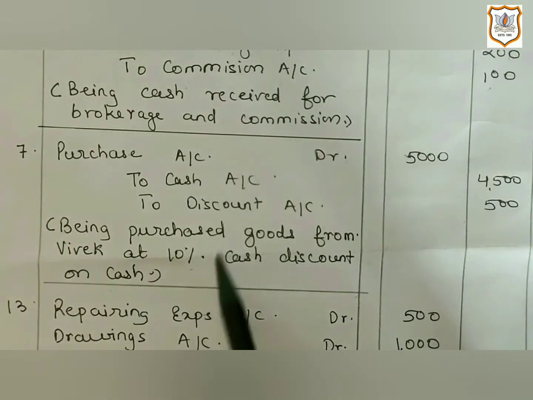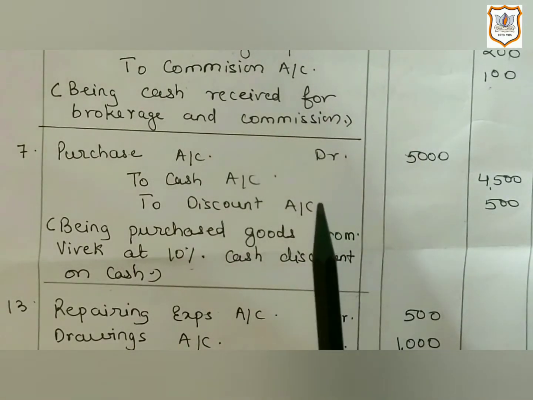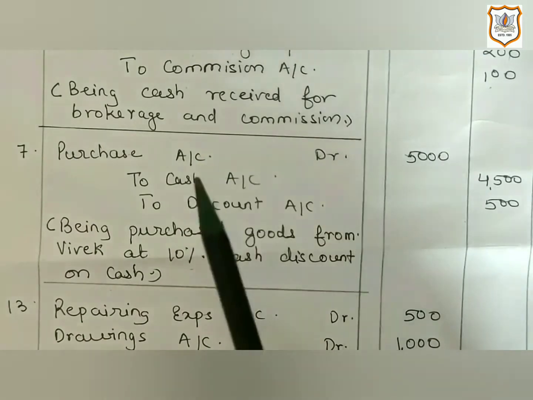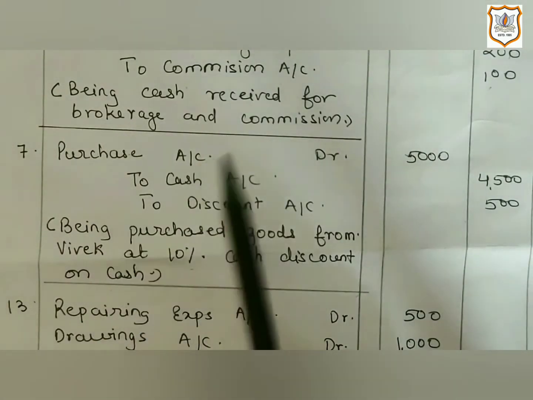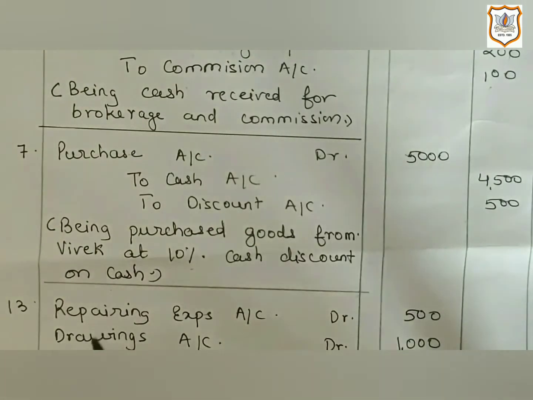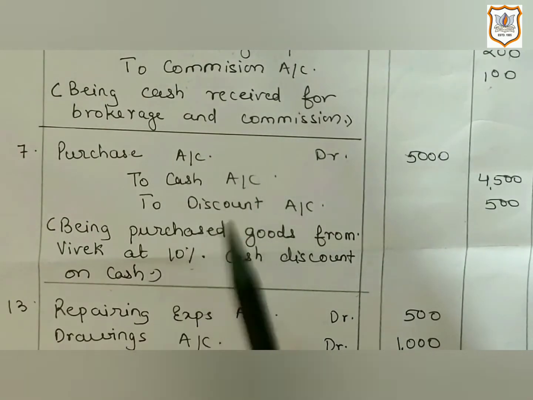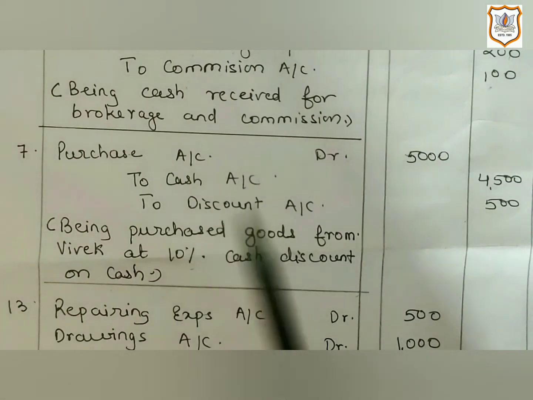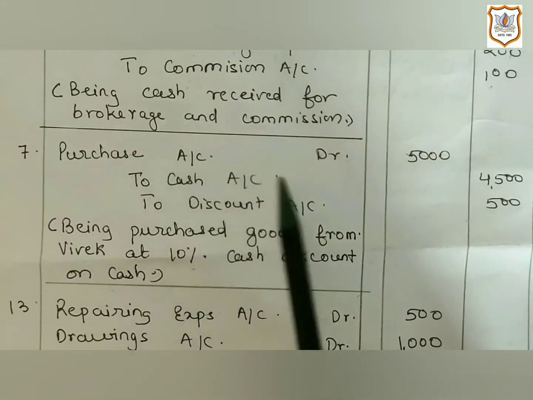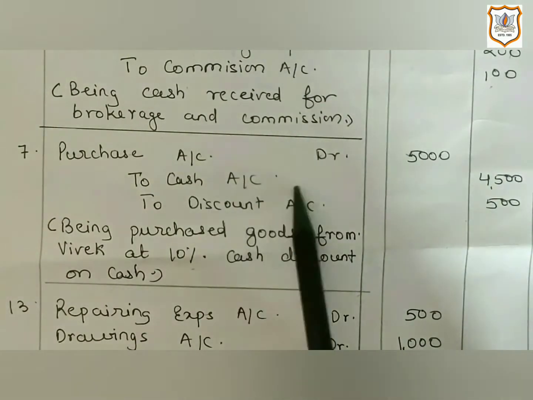See. Here purchase account will be debited by rupees 5000 as goods have been purchased of rupees 5000. So purchase account will be debited as per the rule of real account. Debit what comes in. Here goods are coming in the business. So purchase account will be debited. Then as it is a cash transaction and we are purchasing goods, in order to purchase goods, we have to pay cash. So here cash is going out of business.